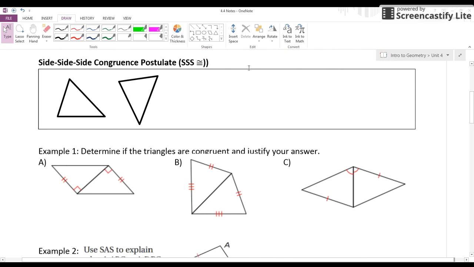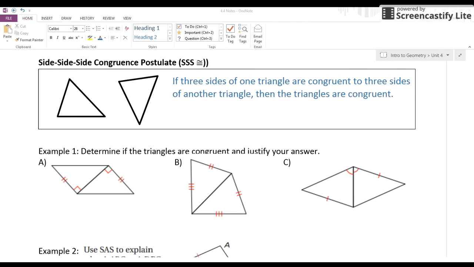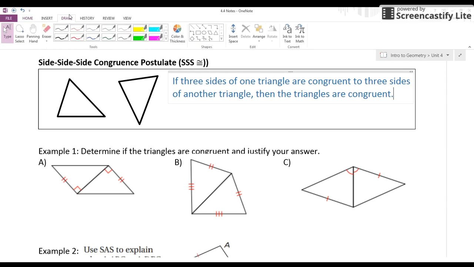Next up, we have our side side side congruence postulate. So this one, hopefully pretty simple. You have the 3 things you need, all 3 sides. So let's go ahead and again write this down first, and then we'll look at the diagram. Okay, so hopefully this is pretty straightforward. It's in the name, right? Side. Basically, 3 sides of one triangle have to be congruent to 3 sides of another triangle. There's no getting around that. If we have those 3 things, then our triangles are congruent.